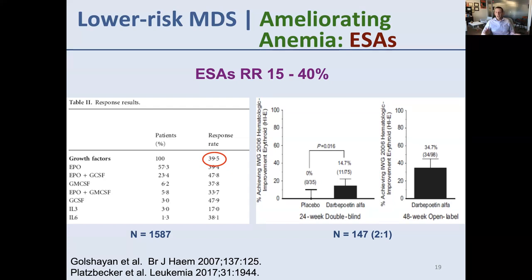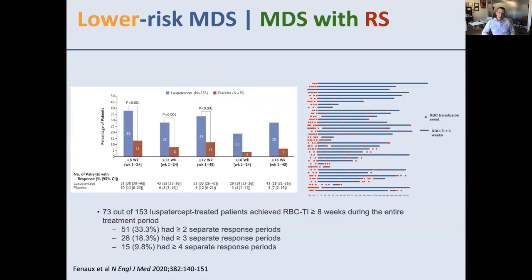So that's why I give this range. They work about 15 to 40% of the time to improve the red blood cells, improve that hemoglobin, and even eliminate the need for red blood cell transfusions in patients. Now, luspatercept was recently approved by the FDA.